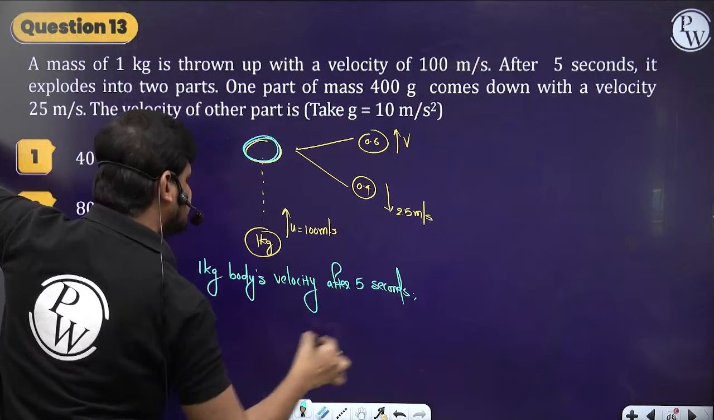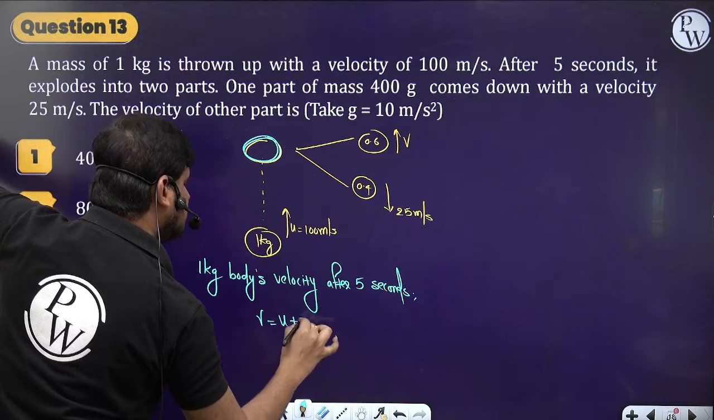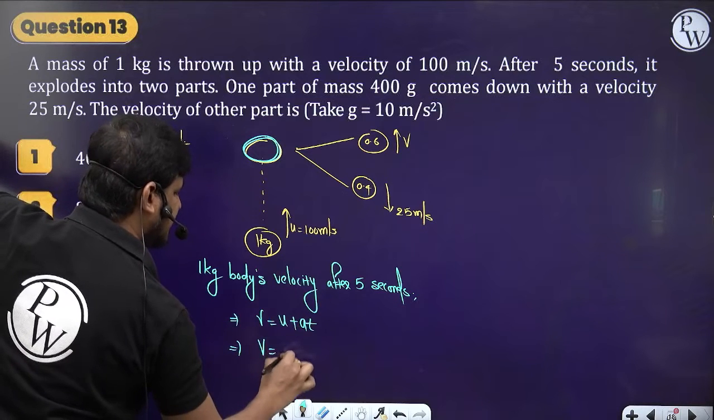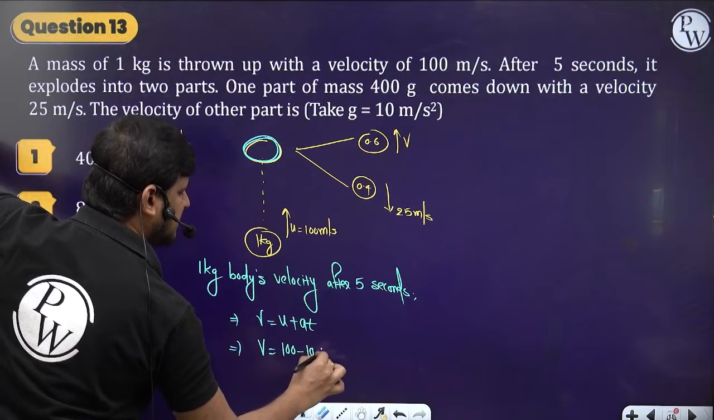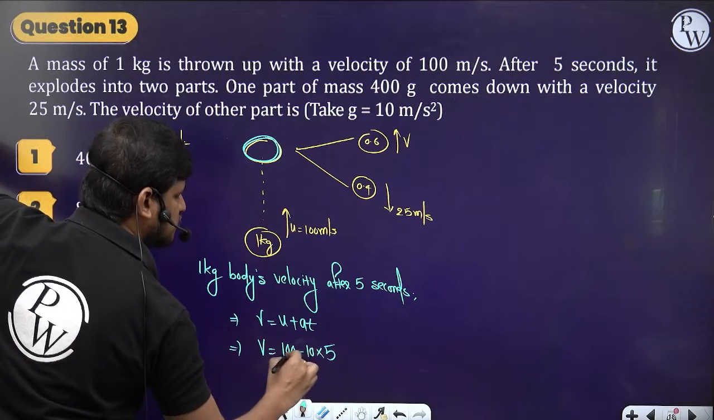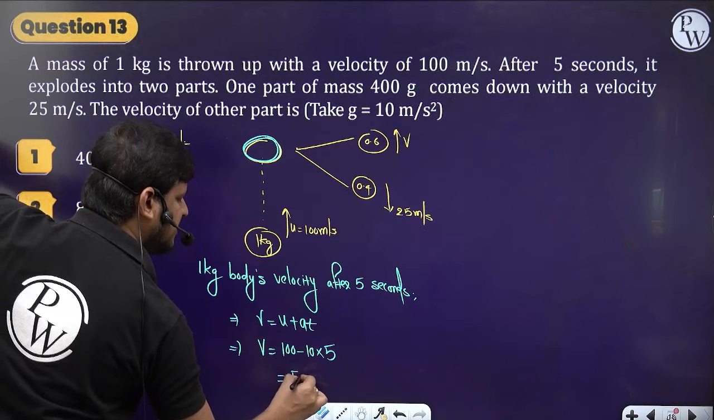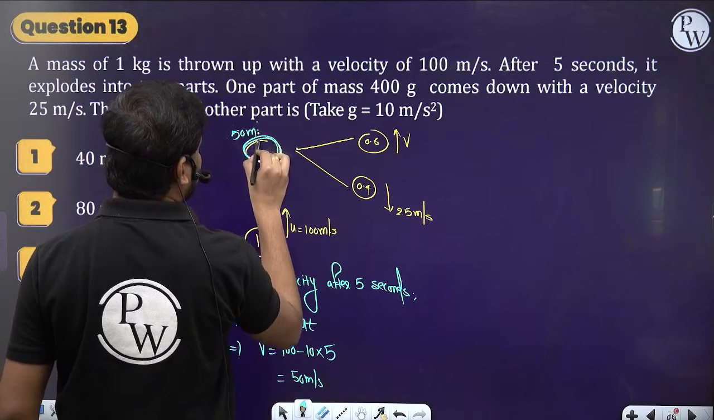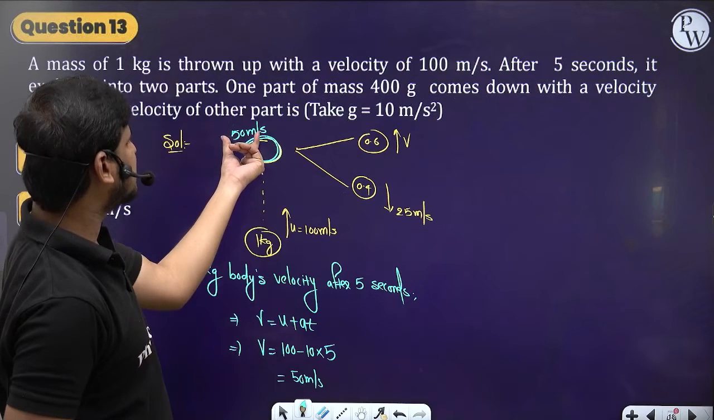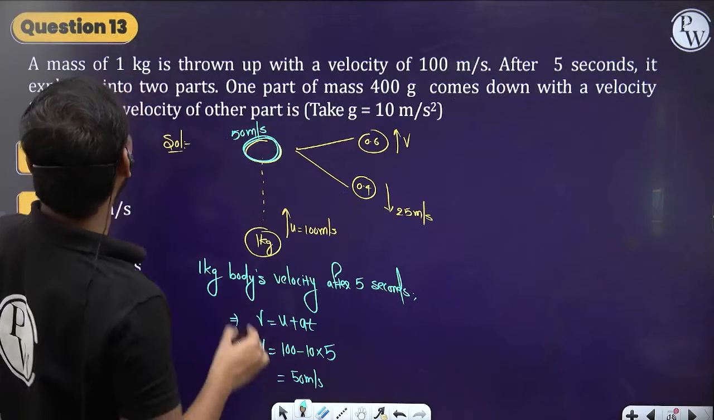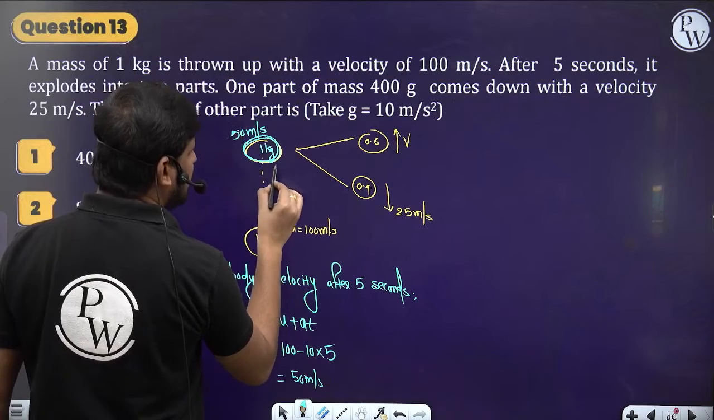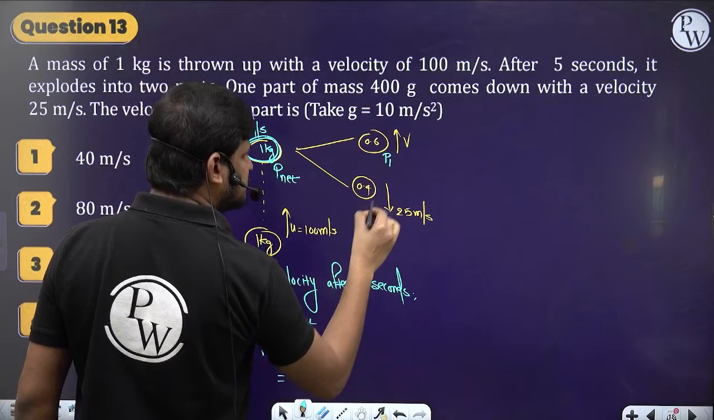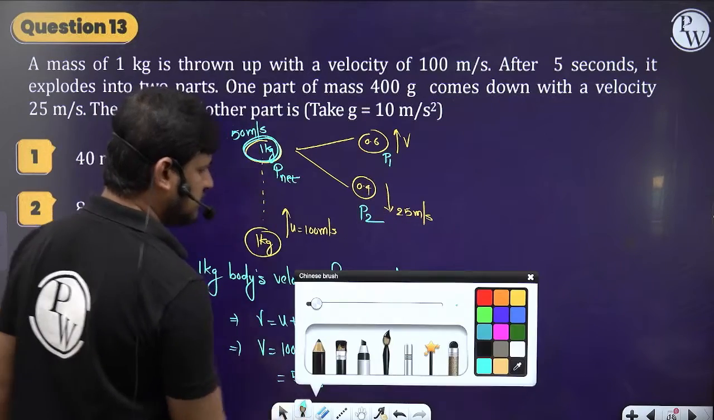After 5 seconds, V is equal to U plus AT. So what is the final velocity? We have to find it. Its initial velocity is 100. So the acceleration is minus 10, and then time 5 seconds. So 100 minus 50, 50 meter per second. So that means after 5 seconds its velocity is 50 meter per second. Right? So 50 meter per second is its velocity, and what is its mass? 1 kg. So then the net momentum will be the momentum of this one plus the momentum of this one. That's it. So now do the calculations.